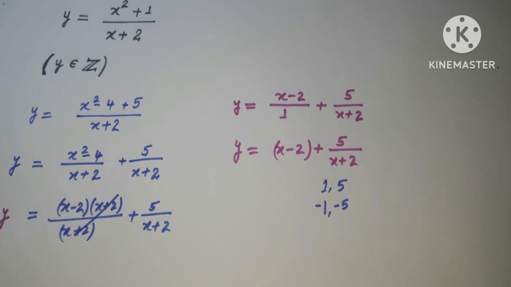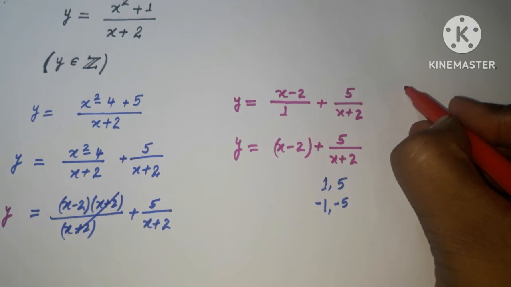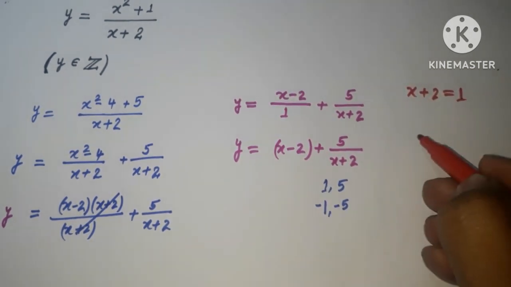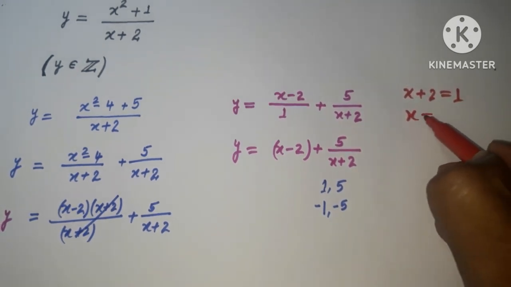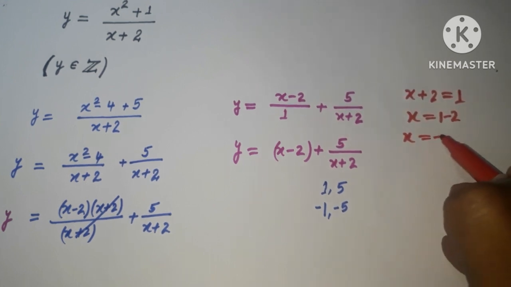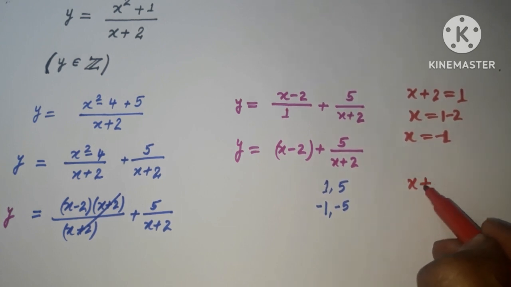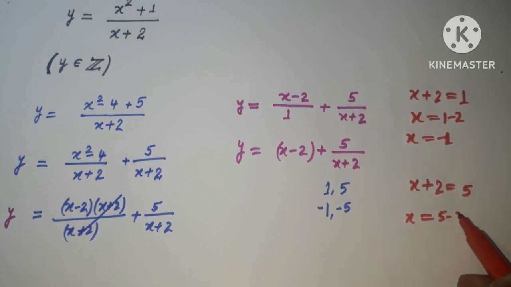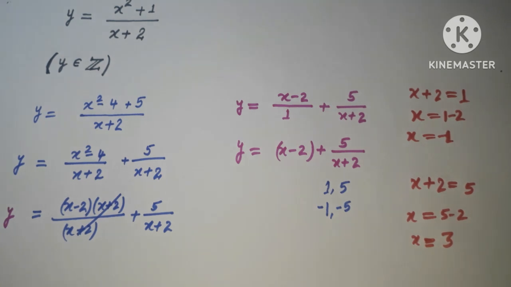Suppose x plus 2 is equal to 1. Putting that in gives us x equal to 1 minus 2, so x equals minus 1. Then we have x plus 2 equal to 5, which gives us x equal to 5 minus 2, so x equals 3 over here. So x equals 3, and x equals minus 1.